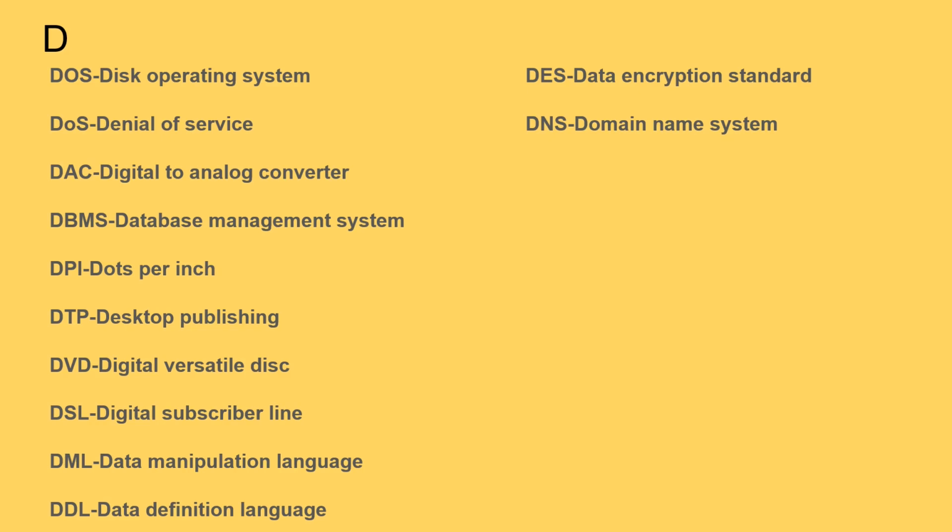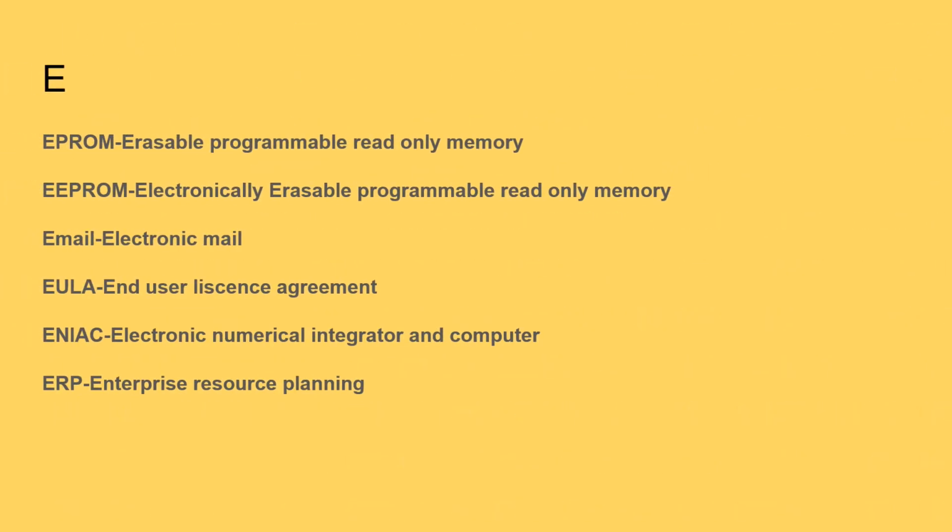Next is Domain Name System, DNS. DNS is a hierarchical and decentralized naming system for computers, services, or other resources connected to the internet or a private network. Now EEPROM. EEPROM means Electronically Erasable Programmable Read-Only Memory. It is a type of non-volatile memory used in computers.